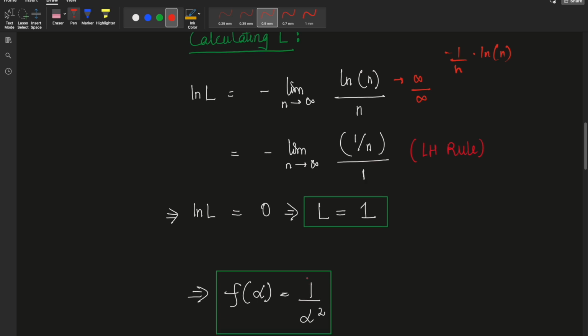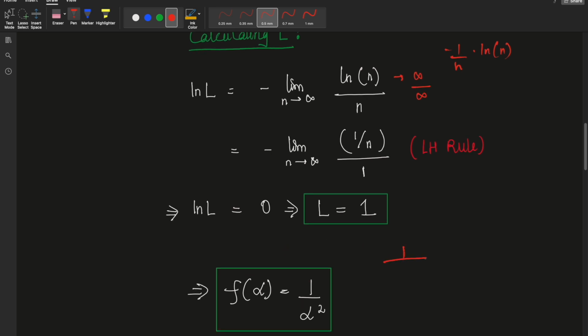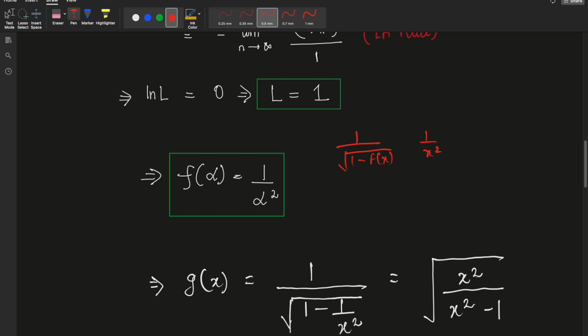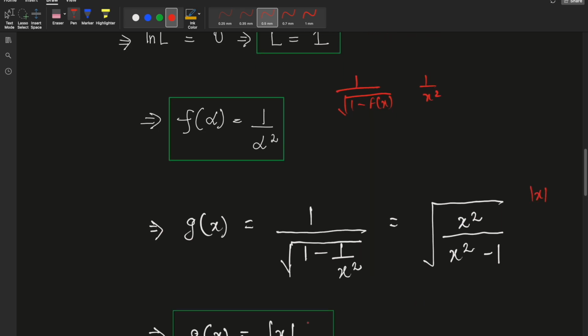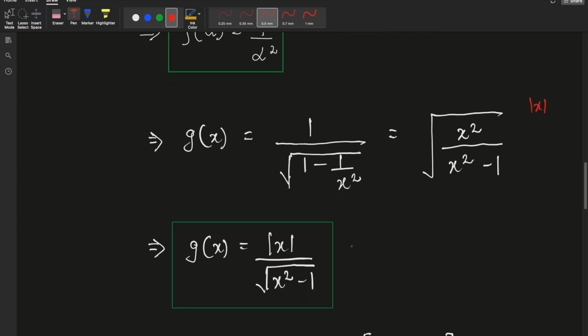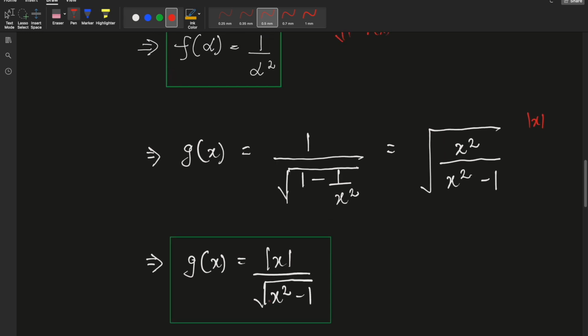Now we need to find g of x, which is 1 by root of 1 minus f of x. So we'll substitute f of x as 1 by x square to get this. Taking the LCM, we get this, and root of x square, as you know, will be mod of x. So we'll substitute that as well to get g of x equal to mod of x divided by root of x square minus 1.